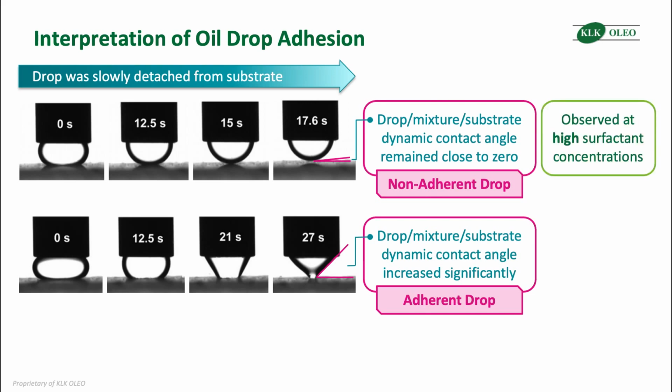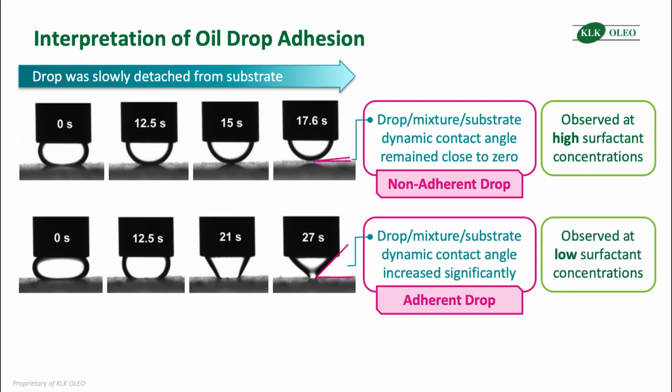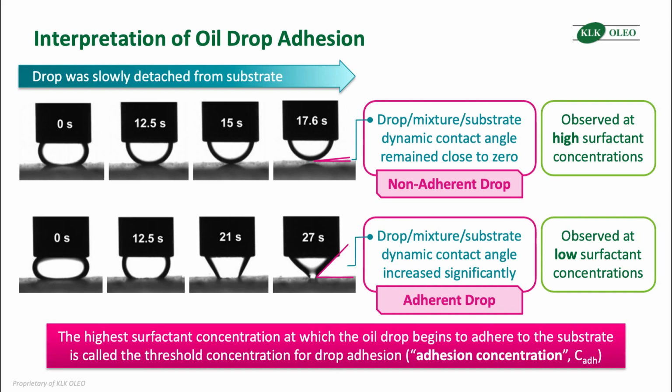We observe non-adherent drops at high surfactant concentrations because anionic surfactants suppress oil drop deposition. At lower surfactant concentrations, when more surfactants are washed away during rinsing, the oil drop begins to adhere to the substrate. The highest surfactant concentration at which the oil drop begins to adhere onto the substrate is called the threshold concentration for drop adhesion. For brevity, in this presentation, we will call this the adhesion concentration. A higher adhesion concentration is preferred.